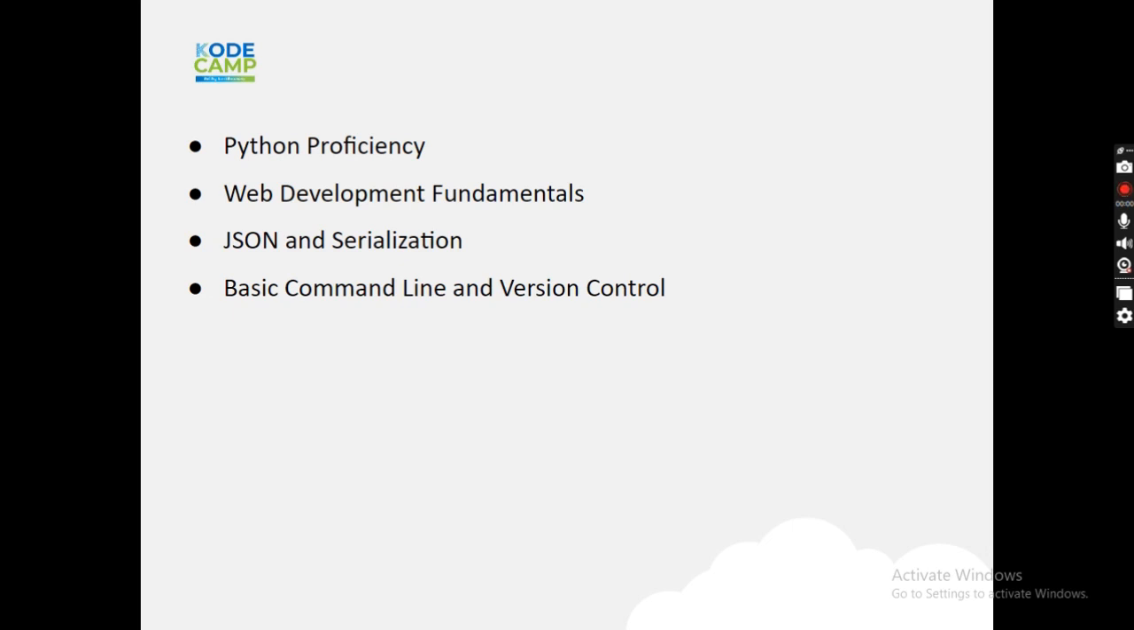All right, then you also need to understand JSON and serialization, a very important concept as well. And then you need to understand the basic command line and version control. We'll be doing most things in the command line, so it shouldn't look complicated or like magic. These will be basic command line commands that I'm sure, as intermediate learners, we must have used regularly by now. All right, so those are the prerequisites.